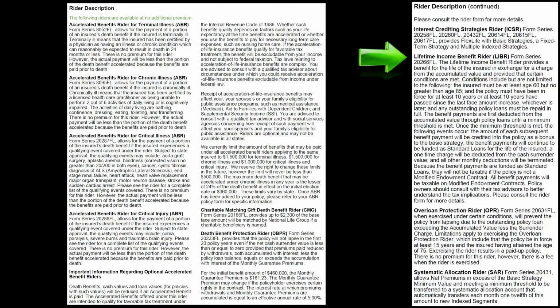Below that, you've got the lifetime income benefit rider, where you can turn your cash value into annuitized payments. And then we have the overloan protection rider, which is one of the key riders to make sure you have. It is the ability to basically turn the IUL into a paid-up policy, much like the reduced paid-up policy that you see in whole life insurance. And then at the bottom, the systematic allocation rider, which is the ability to have your index segments allocated monthly.